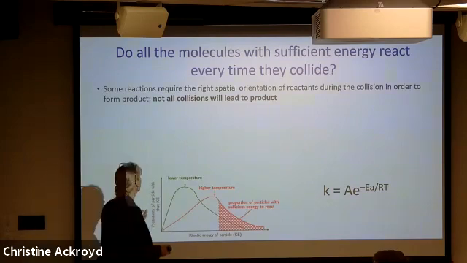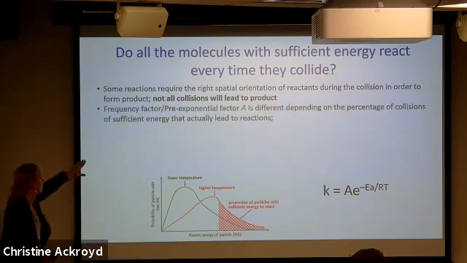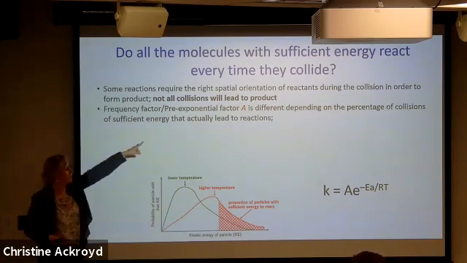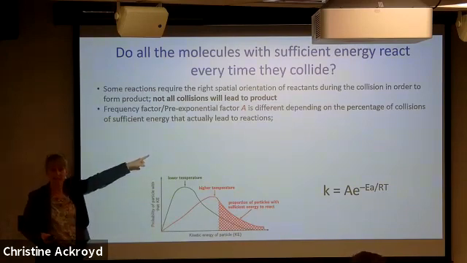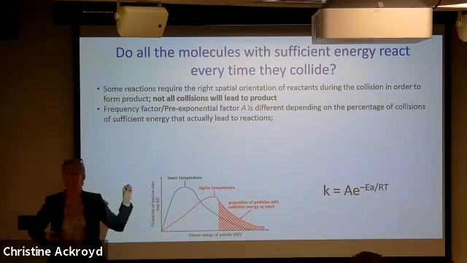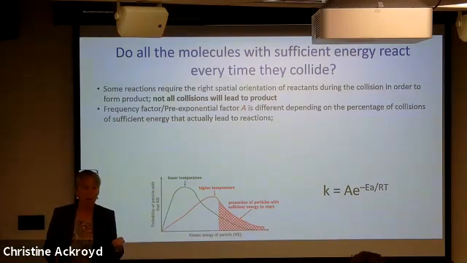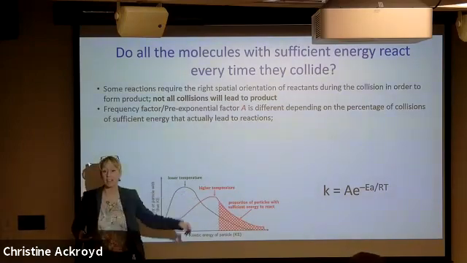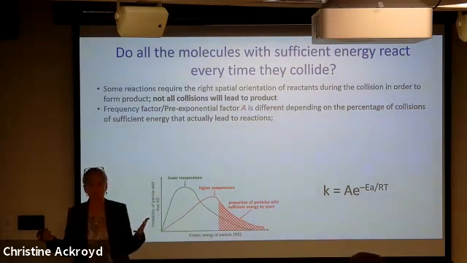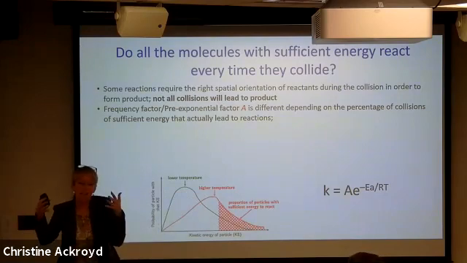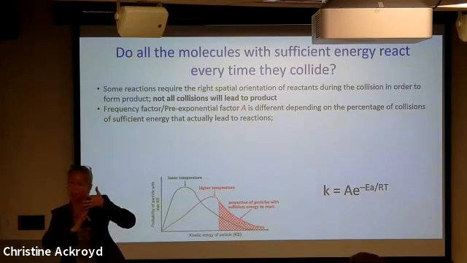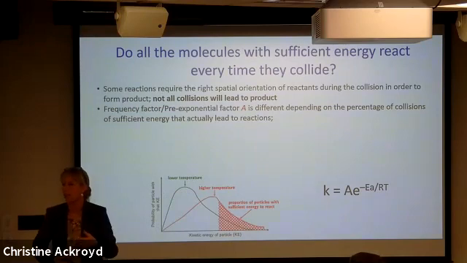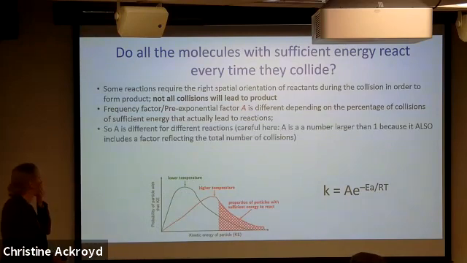So this frequency factor, or pre-exponential factor A, is different depending on whether all collisions of sufficient energy lead to product or not. Or in other words, A is different depending on whether, for this particular reaction, things have to line up exactly right so the orbitals are all pointing exactly the same way when they collide.